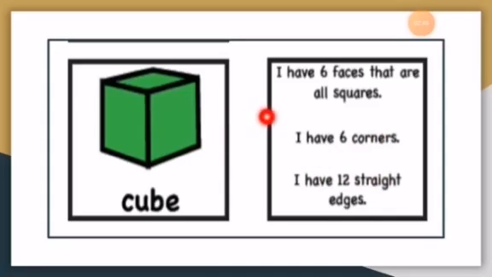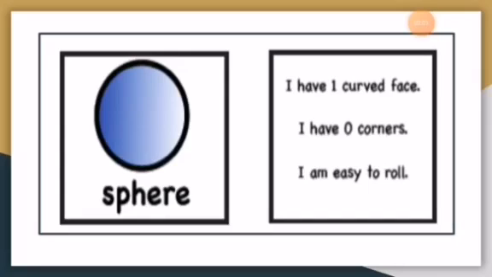Cube has 6 faces and all the faces are square. Cube has 6 corners and 12 straight edges. And cube is a 3D shape. Let's move to the next one shape. Yes, this is sphere.